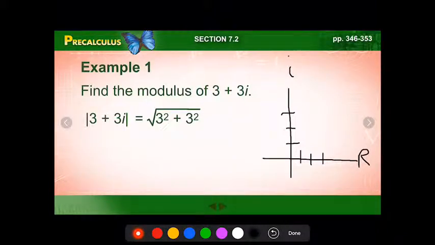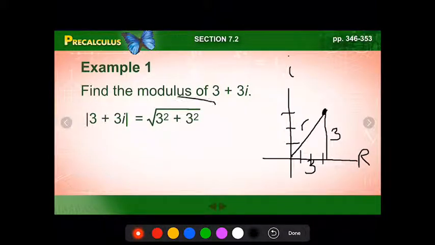So literally, you're plotting those points, and you would put the dot here. That would be the coordinate, 3 plus 3i. You connect it to the center, or the origin, I should say. Then you always draw the triangle to the x-axis. So if this is 3 and this is 3, then we can use the Pythagorean theorem to solve for r.